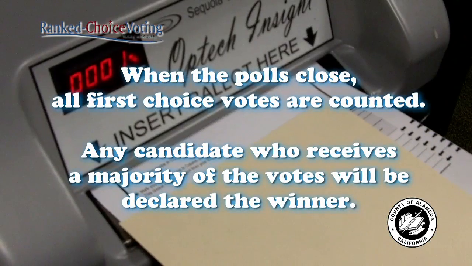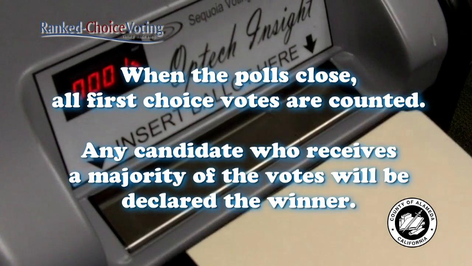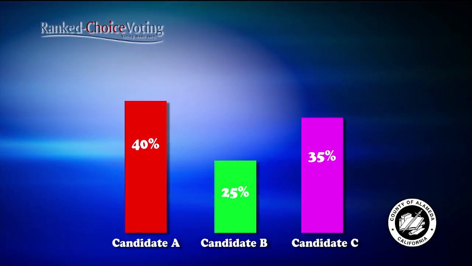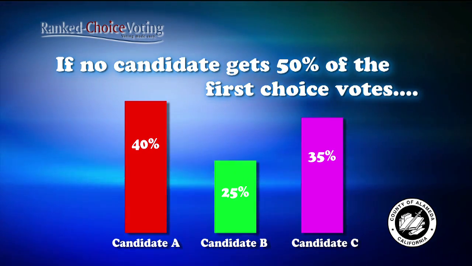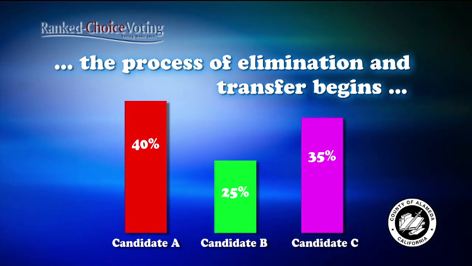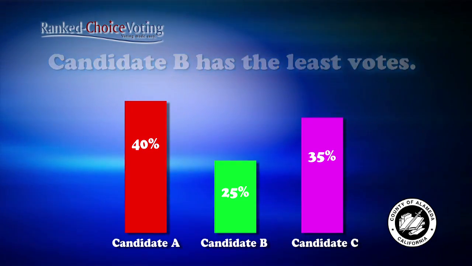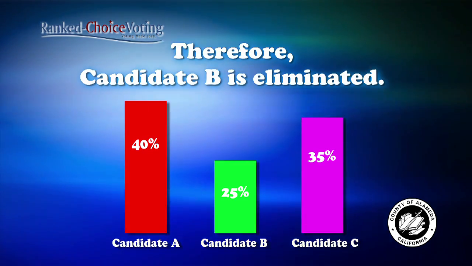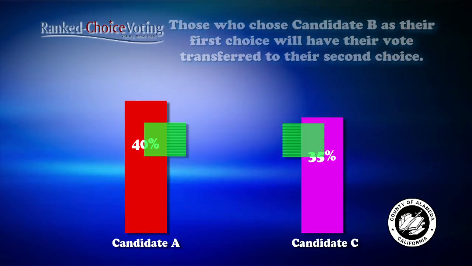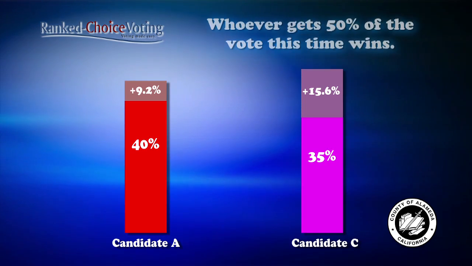When the polls close on election day, all of the first choice votes are counted. Any candidate who receives a majority, which is more than 50% of the vote, is declared the winner. However, if no candidate receives more than 50% of the first choice votes, a process of eliminating candidates and redistributing votes begins. First, the candidate with the fewest number of first choice votes is eliminated. That is candidate B. Therefore, candidate B is eliminated. Those who selected the eliminated candidate as their first choice will have their vote transferred to their second choice. Then, all the votes are recounted.